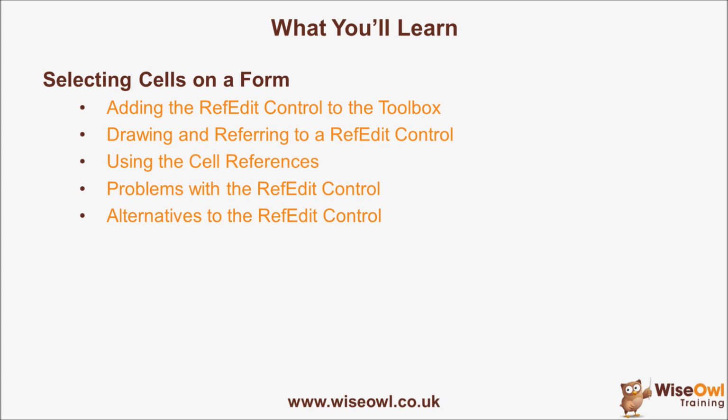We're going to cover a few basic examples of how you can make use of the cell references returned by the RefEdit, and then we're going to go into a few basic problems, some known issues with the RefEdit control, to make sure you're aware of these potential problems and avoid falling into the same traps that some people do. Right towards the end of the video we're going to have a quick look at a couple of basic alternatives to the RefEdit, just in case those potential problems are enough to put you off using them. So let's get started.